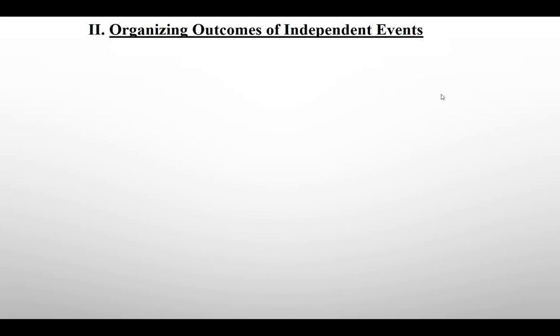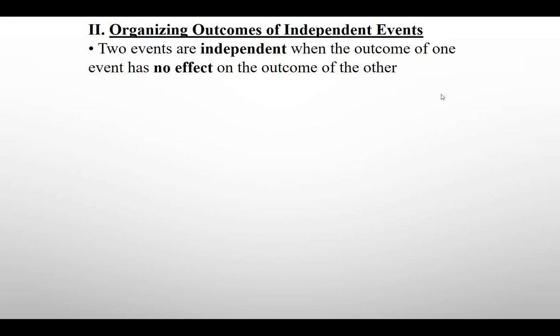Learning outcome for this lesson is to identify the sample space for a probability experiment involving two independent events. And that's what we're going to start off with by defining what exactly an independent event is. Two events are said to be independent when the outcome of one event has absolutely no effect on the outcome of another one.